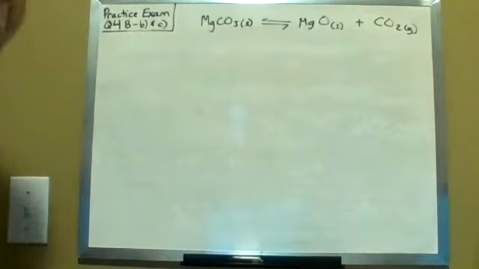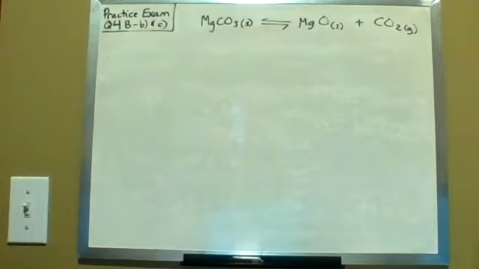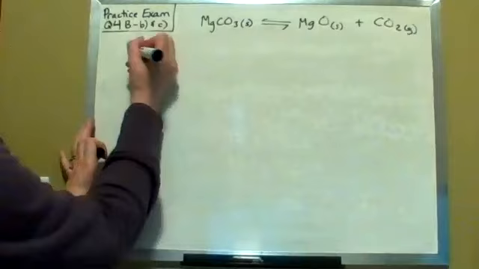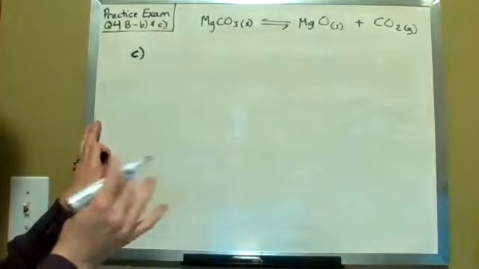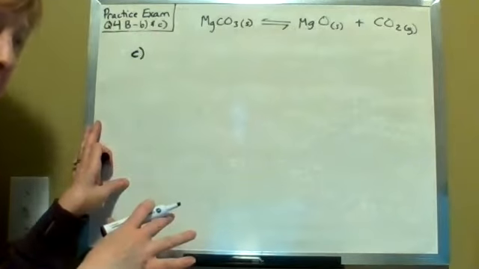We're back to finish up this question. It's question 4, part B, and now we're doing parts B and C of that question. Part B wants you to find the minimum temperature at which the reaction is spontaneous. For spontaneous, delta G has to be negative.